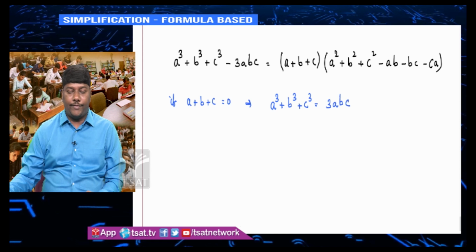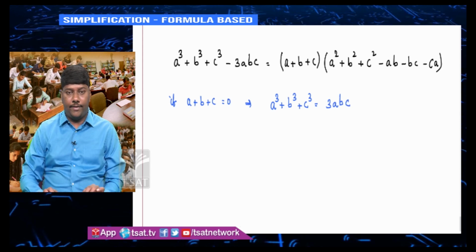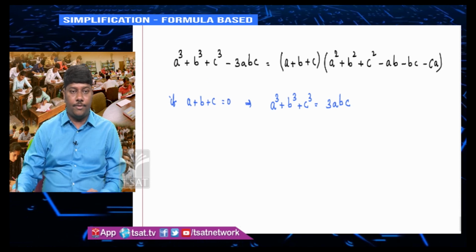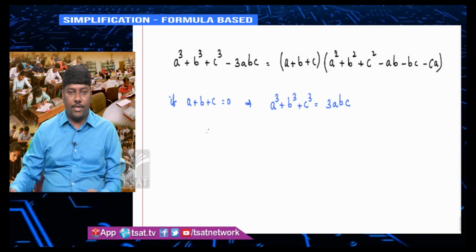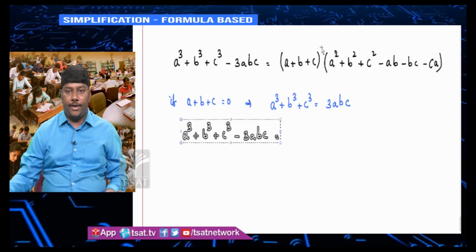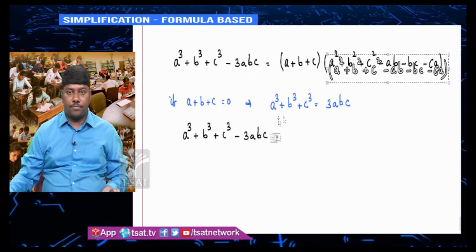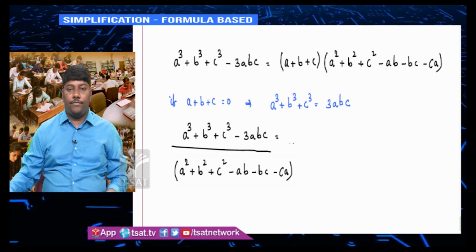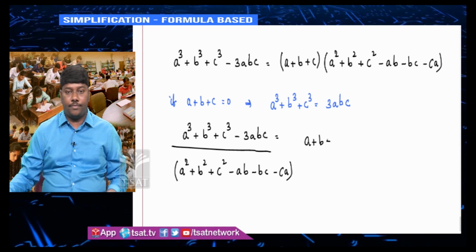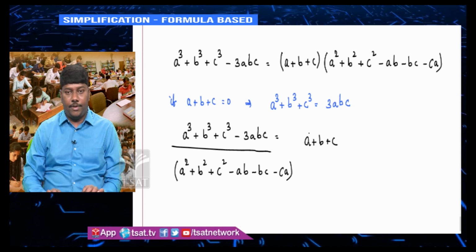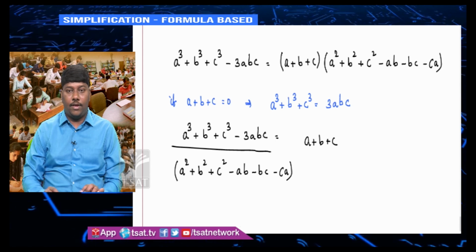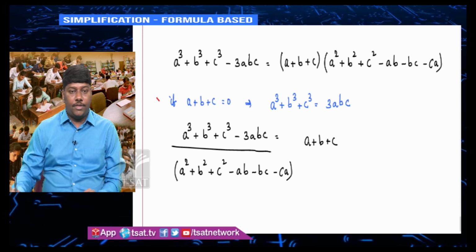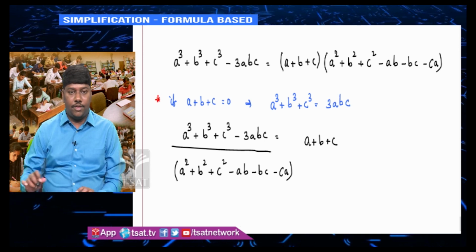But choose A, B, C carefully. If there is a negative sign, choose the negative sign as well. Now, see what happens when you divide this by A plus B plus C. If I divide it by A plus B plus C, you are going to get A square plus B square plus C square minus AB minus BC minus CA. But in most cases, they may give you this formula in such a way that A plus B plus C is equal to 0, or else like this.